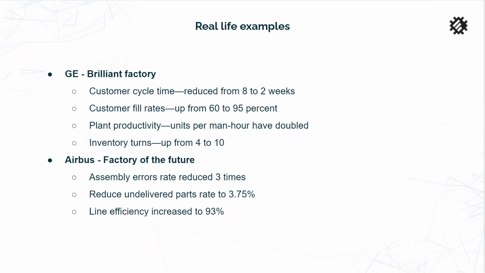Here is another example: the Airbus factory of the future. Assembly error rates were reduced three times, as they were able to detect the source of inefficiency and eliminate it right away. They reduced the undeliverable parts rate, and line efficiency increased to 98%. So these are really impressive results, and this is the way to follow for forward-looking businesses and factories.